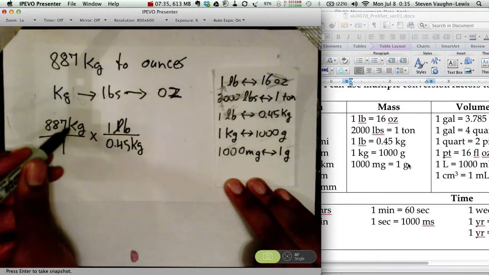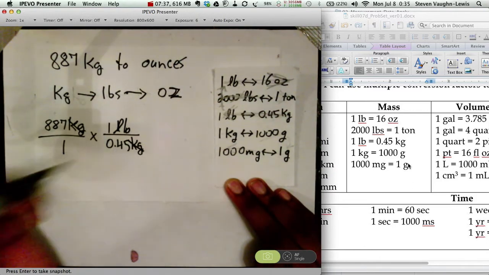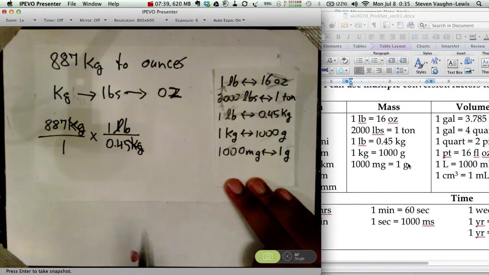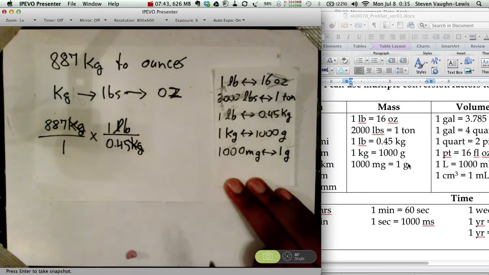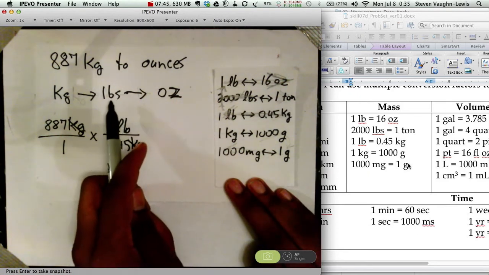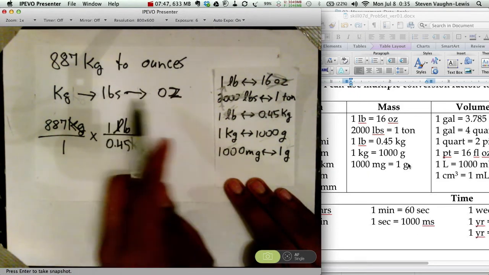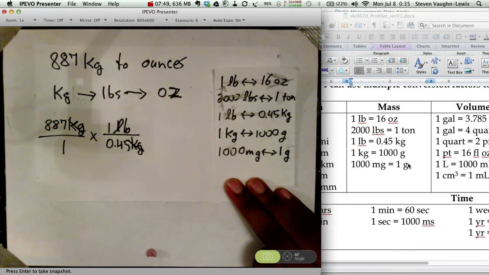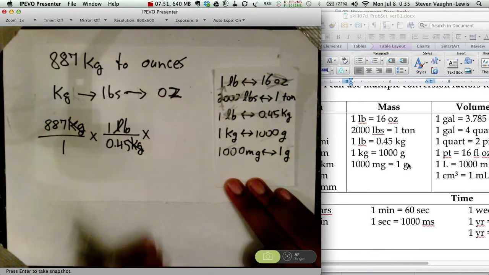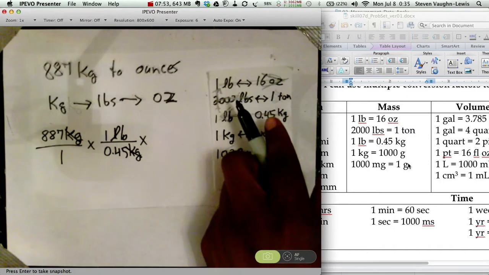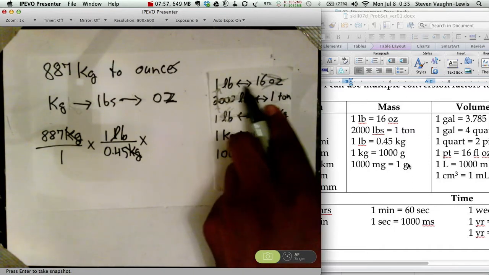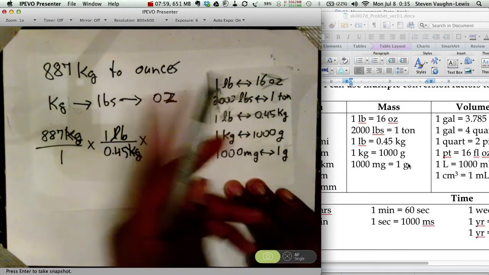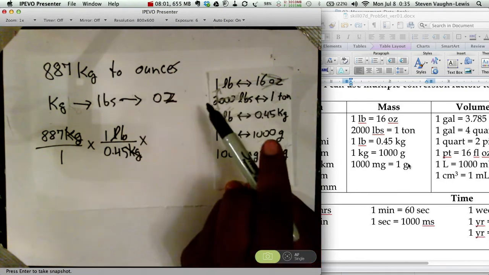And lo and behold, kilograms canceled. And now my answer is currently in pounds. But I don't want to stop at pounds. I need to keep going. I want to keep going to ounces. So let's go further to ounces. I have 1 pound equals 16 ounces right here. And I'm going that way from pounds to ounces.